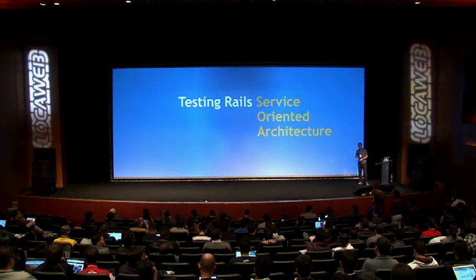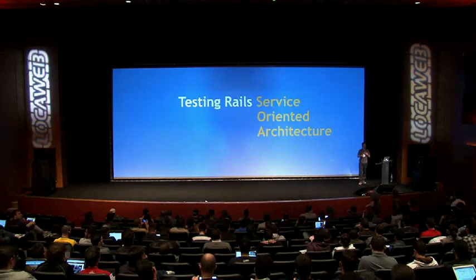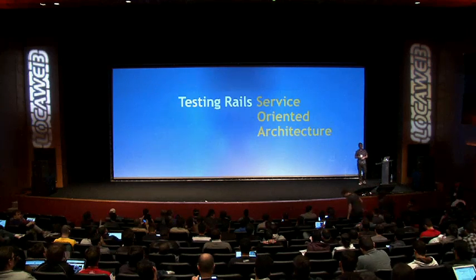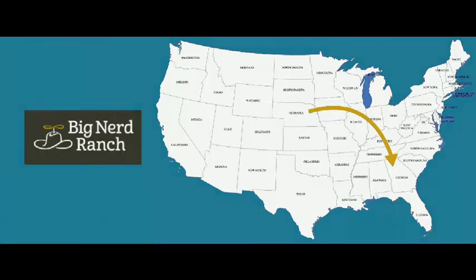Okay, let's start over. My name is Travis Douce, and I will be presenting testing Rails service-oriented architecture. But before we do that, let me tell you a little bit about myself. I work for a company called Big Nerd Ranch, and we are located in the United States, in Atlanta, Georgia, for those of you who are familiar with the geography of the U.S.